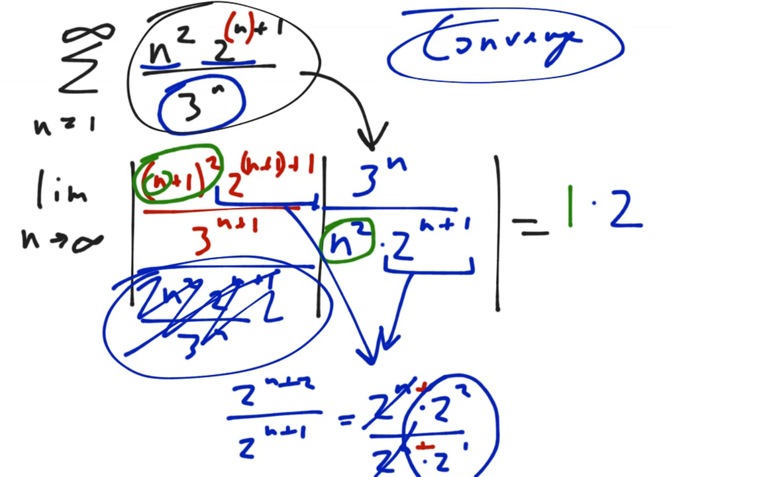And then the last bit is the 3 to the n. Using the same trick, I'm going to have one extra 3 on the bottom because of the plus 1, and so I'll have a 3 on the bottom.